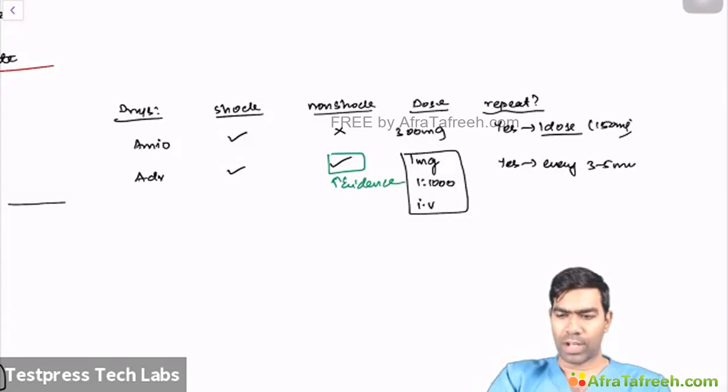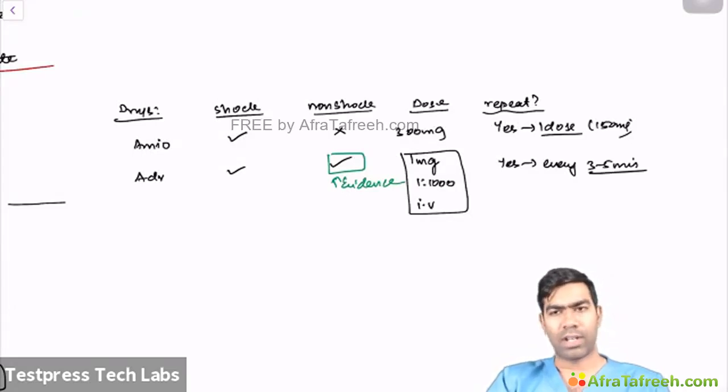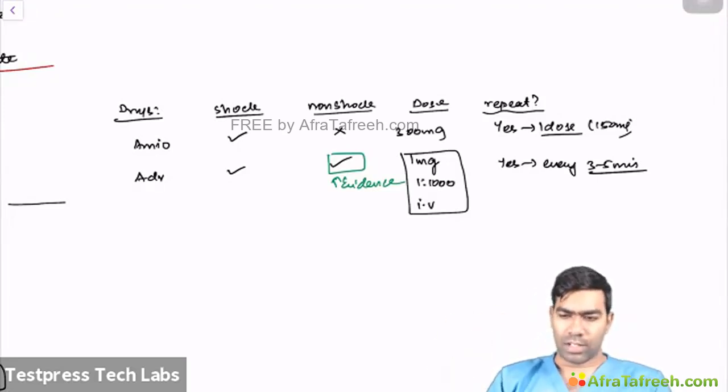Every 3 to 5 minutes you can repeat, which means logically you can repeat every alternate cardiac cycle. Every alternate CPR cycle, you can keep repeating adrenaline, not a problem. So these are the drugs that you can use.